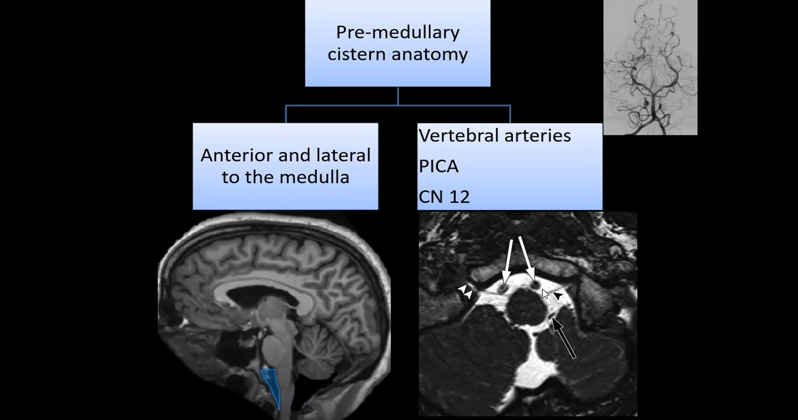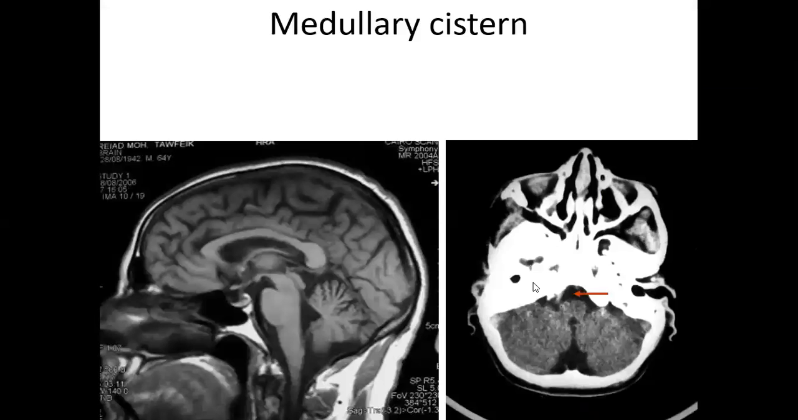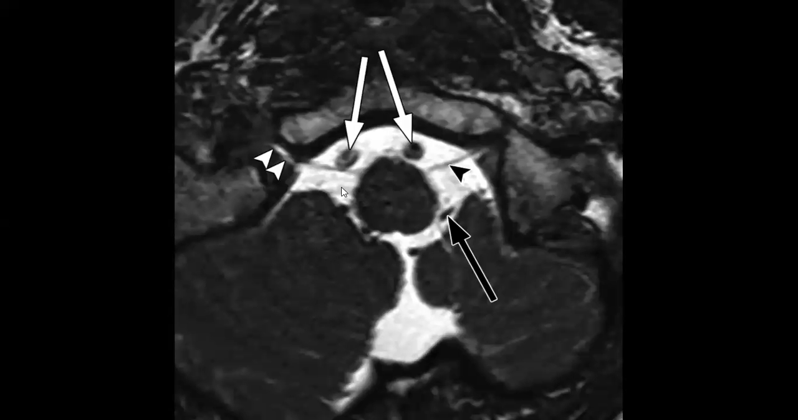So the premedullary system contains the vertebral artery, hypoglossal nerve, and posterior inferior cerebellar artery. Another diagram showing the premedullary system. Another diagram, this is the level of the premedullary system, especially one showing the premedullary system on axial CT.